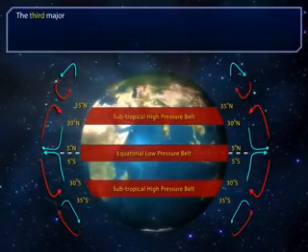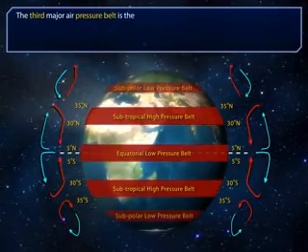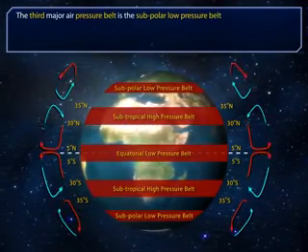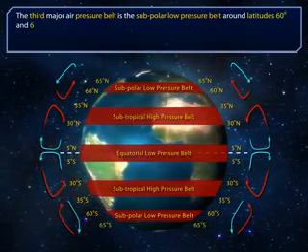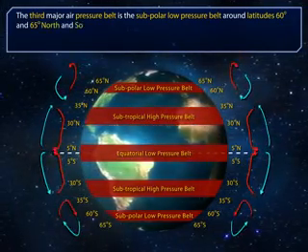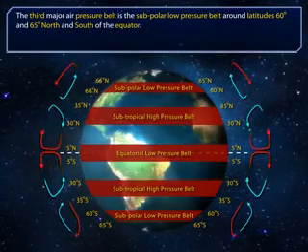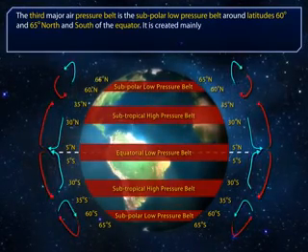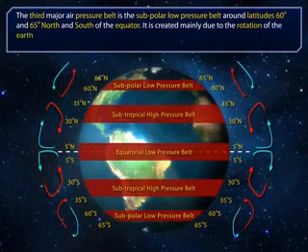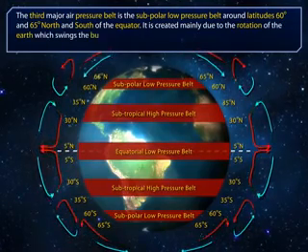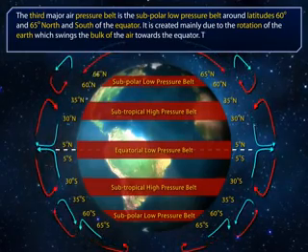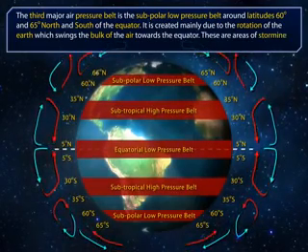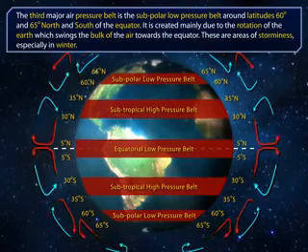The third major air pressure belt is the subpolar low pressure belt around latitudes 60 degrees and 65 degrees north and south of the equator. It is created mainly due to the rotation of the Earth, which swings the bulk of the air towards the equator. These are areas of storminess, especially in winter.